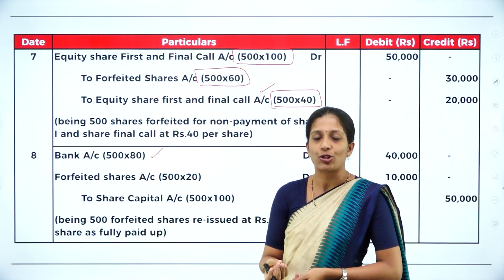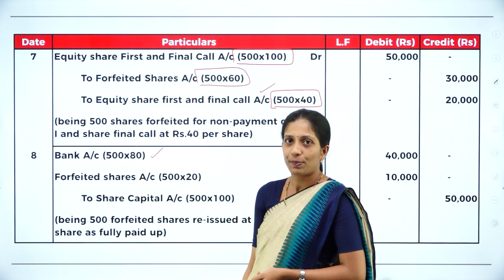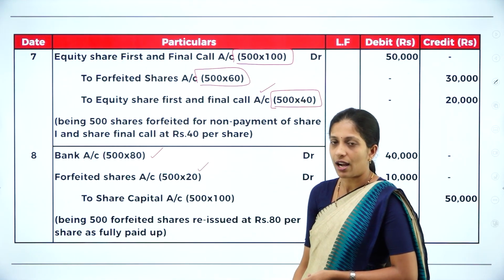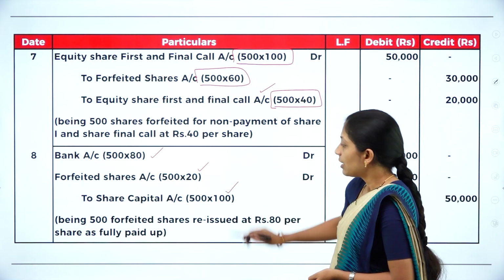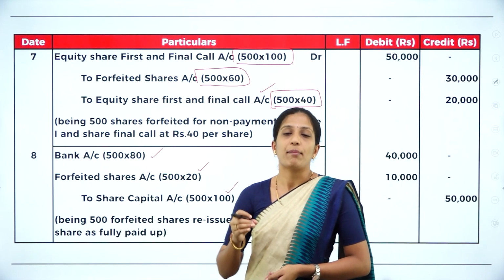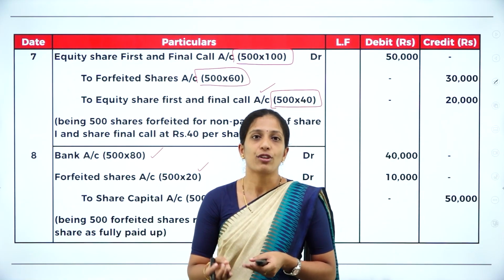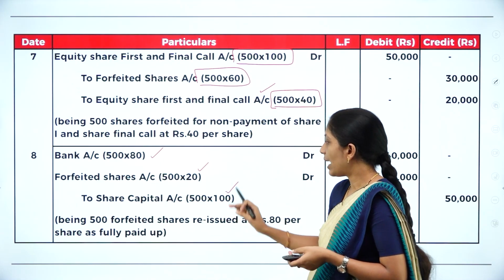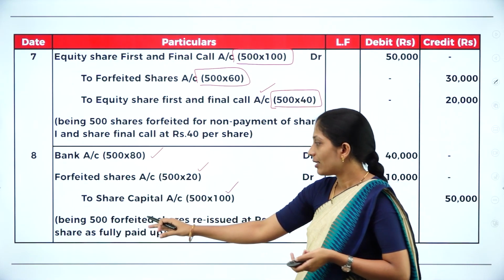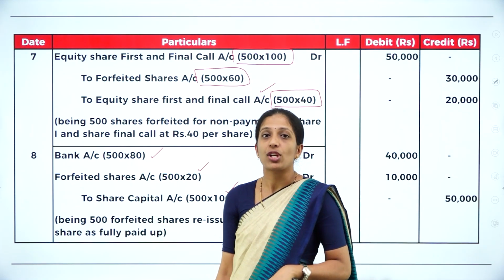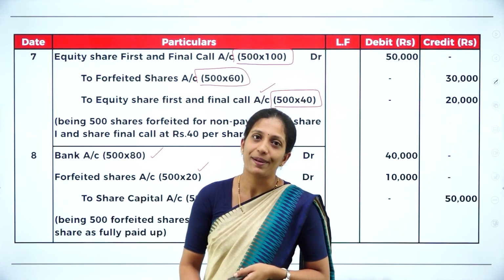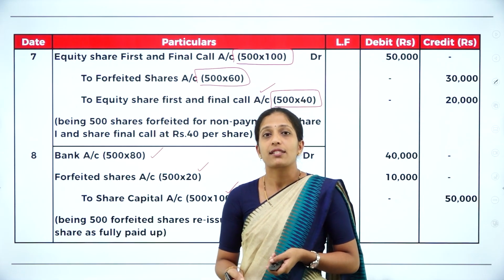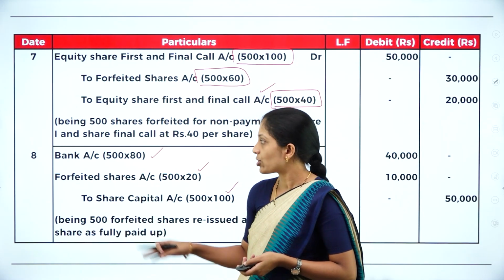You can go through the question once again. We have reissued at rupees 80. So, forfeited shares account, 20 rupees is discount to equity share capital. 100 rupees was the actual value of the share. So, 80 rupees, 20 rupees is discount and 100 rupees. So, your narration will be being 500 shares reissued at a discount of rupees 20 each. Or you can write it as being 500 shares reissued at rupees 80 each.